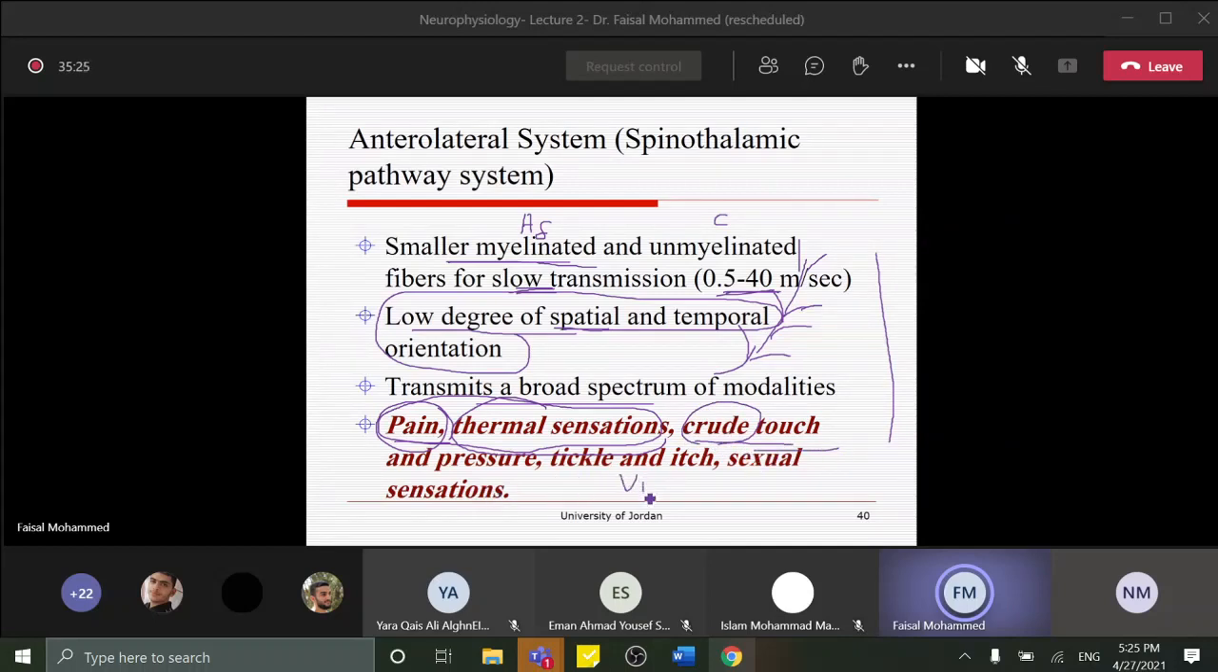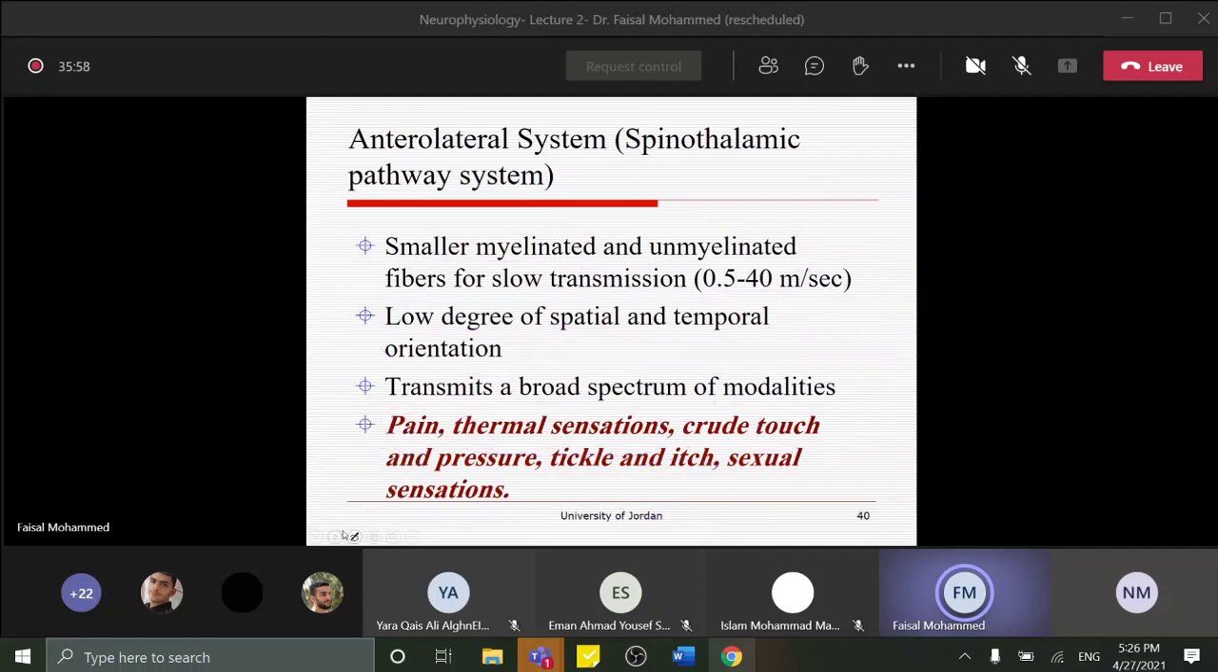But there is no vibration, because vibration depends on rapidly adapting receptors. No vibration, no stereognosis. Why? Because stereognosis depends on fine touch, fine pressure. So it has mechanoreceptive tickle and sexual sensation. Besides that, we have pain and temperature. Let's see its pathway.